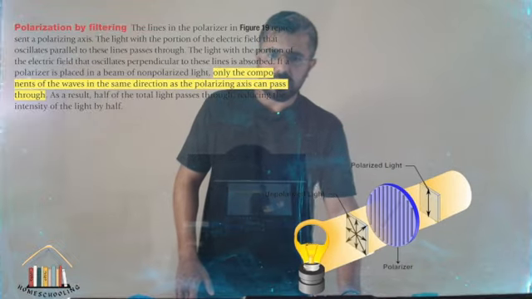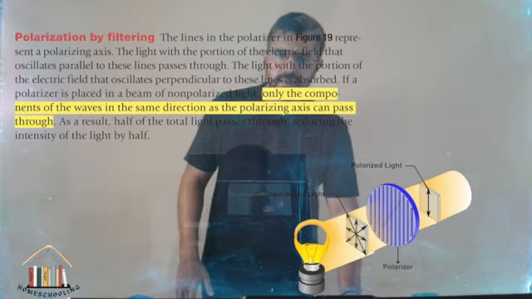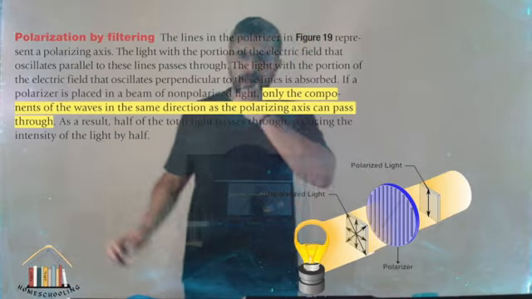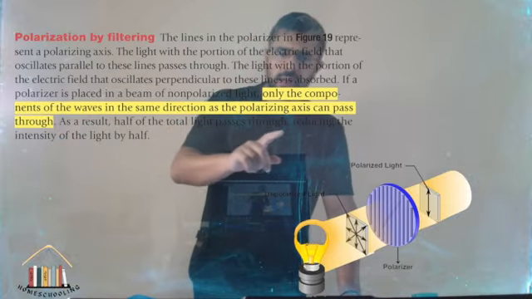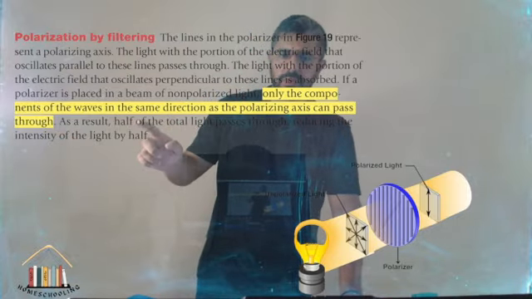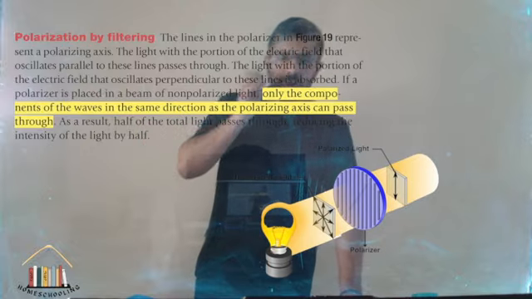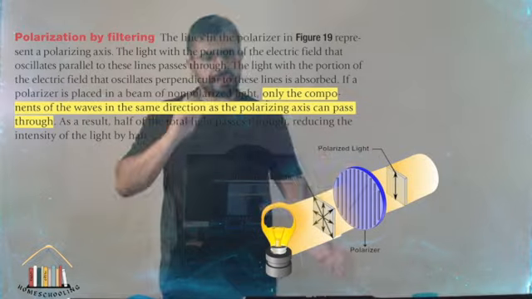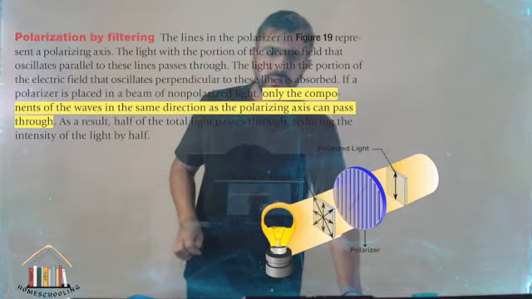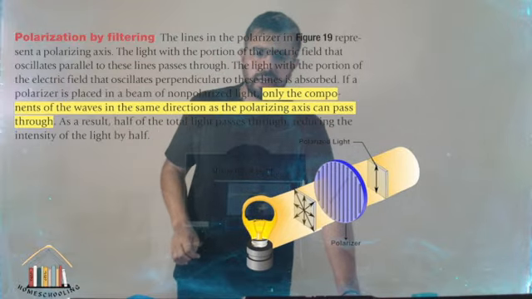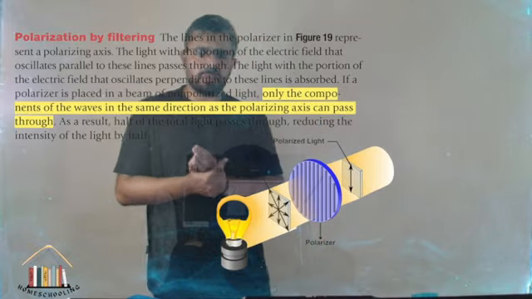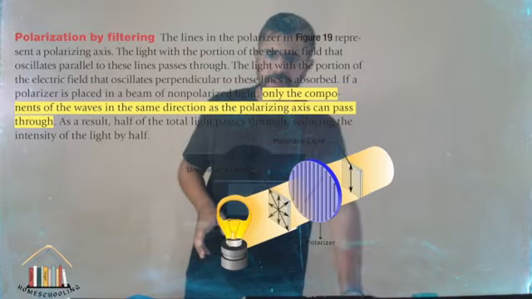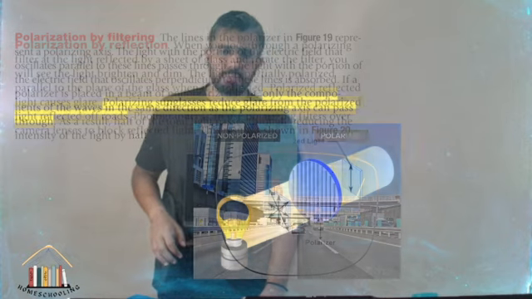and it's more comfortable for our eyes. Okay, so let's see what this text is telling us. Only the components of the waves in the same direction as the polarizing axis can pass through. In summary, only the light which is parallel to the axis will pass through the polarizer. Otherwise, the light will be blocked. That's simply the function of the polarizer.